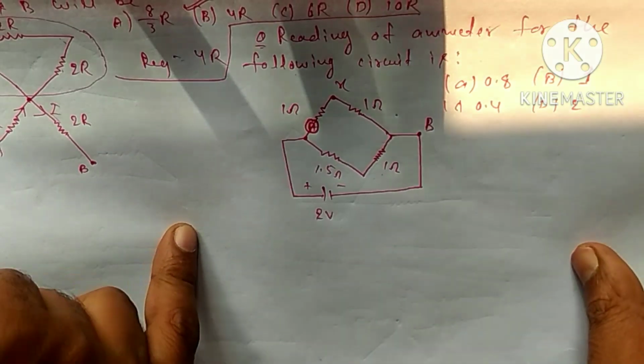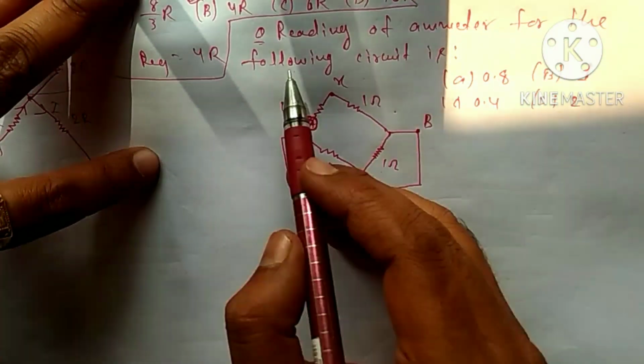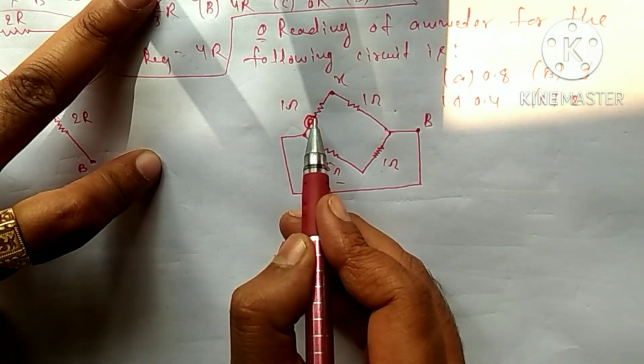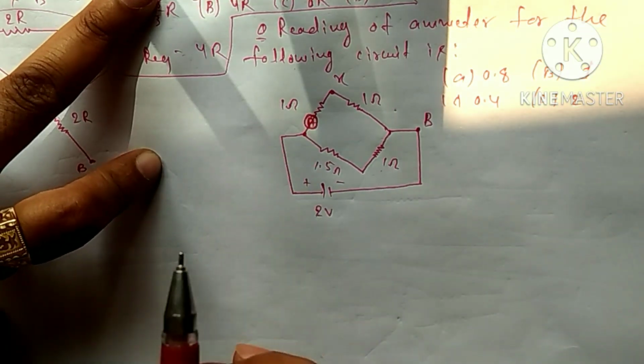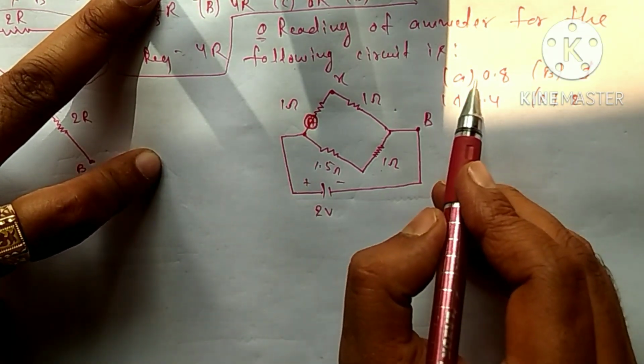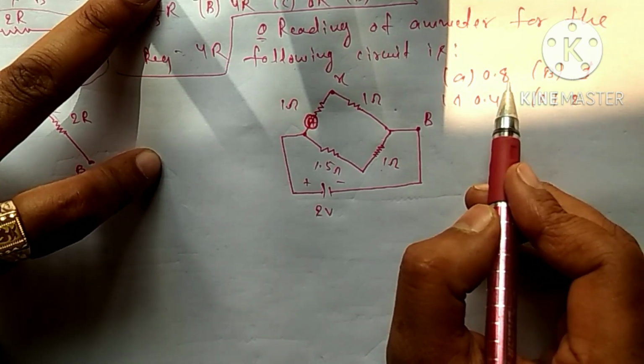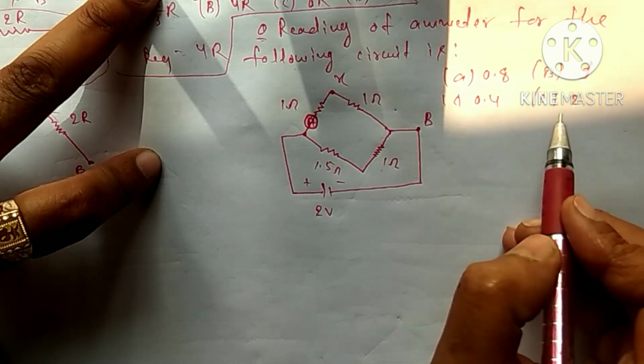In this question, find the reading of the ammeter for the following circuit. Reading of the ammeter, where is the ammeter? This is the ammeter. Okay, so what is the value of the ammeter reading? The options here are 0.8 ampere, 1 ampere, 0.4 ampere, 2 ampere.